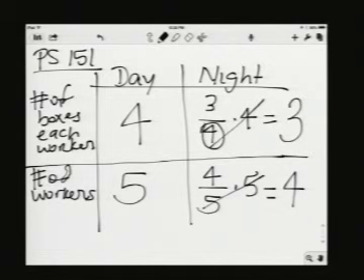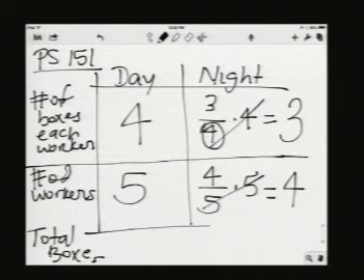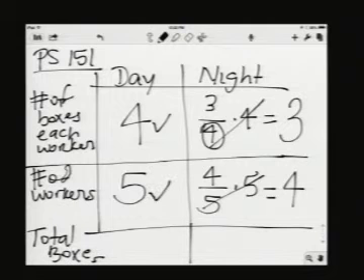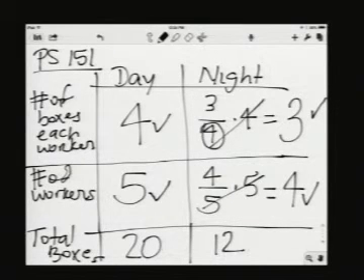And then finally, we're trying to figure out the fraction of all the boxes loaded that the day crew loaded. So if we figure out the total number of boxes for both crews, we know that we have 4 boxes per worker for the day crew and 5 workers in total. We multiply that and get 20 boxes altogether. Then we have 3 boxes per worker for the night crew and 4 workers in total, so that's a total of 12 boxes loaded by the night crew. If we add the 20 and the 12, we get a total of 32 boxes loaded between the 2 crews.